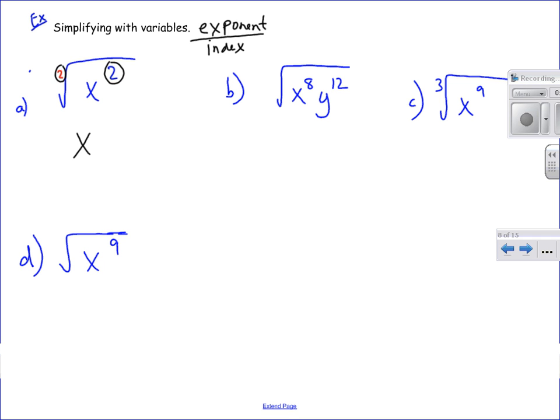Which leads us to quick examples here. This guy has an index of 2. So 8 over 2 means x to the 4th, times itself, is x to the 8th. Yeah, that makes sense. Y to the 12th, so 12 divided by 2, is y to the 6th. So what we're saying here is this.